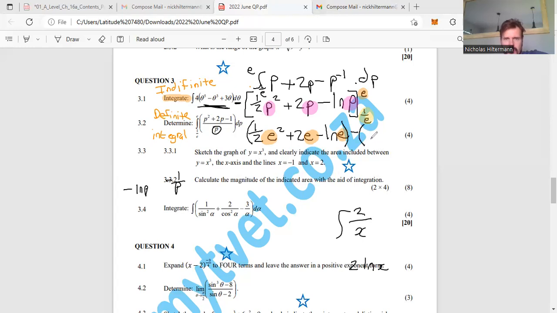And so we have a half times 1 over e squared plus 2 times 1 over e minus ln 1 over e, which is the same as saying e to the minus 1. There's a reason I'm doing that, by the way. So close the big bracket.